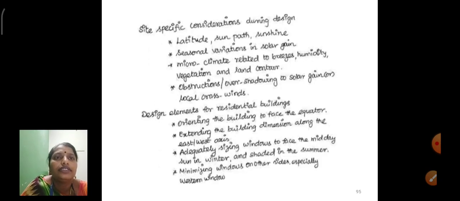These are site specific considerations during design. For example, latitude, sun path, sunshine, and seasonal variation in solar gain, microclimate related to air, humidity, and vegetation and land contour. And finally, obstructions or overshadowing to solar gain or local gusty winds. And next, design elements for residential buildings.